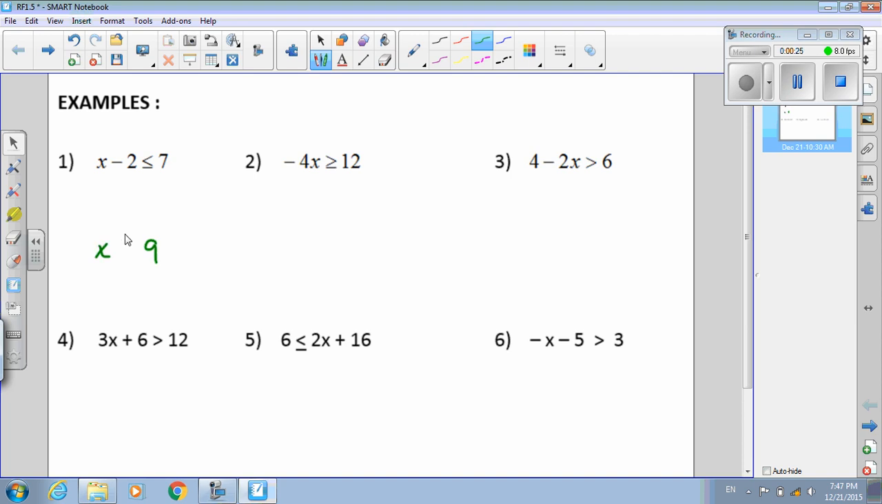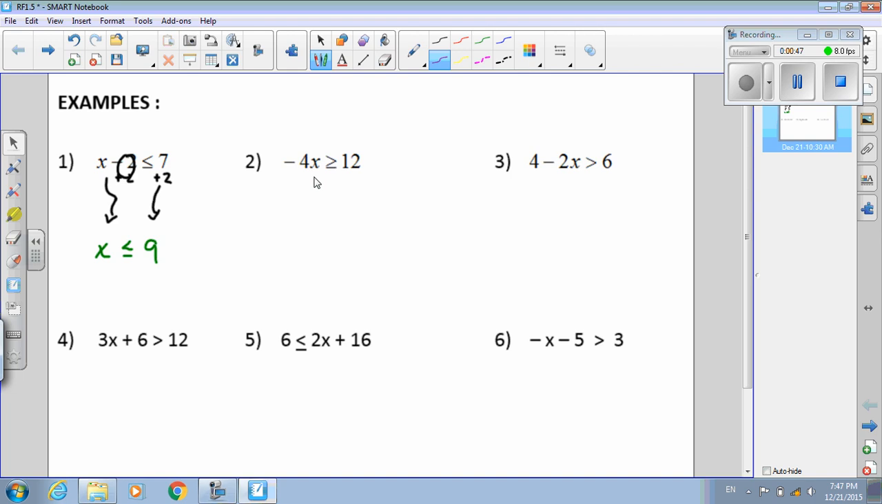My variable is x, and it's the same symbol. If you can't do this in your head, you do the inverse operation, which is you would add 2 to each side of the inequality to keep it balanced. So that would give me x, and here that would give me 9, and there would be no change on the inequality symbol.